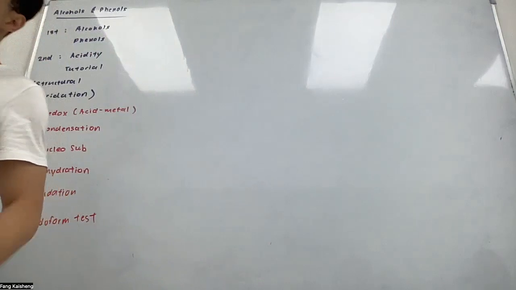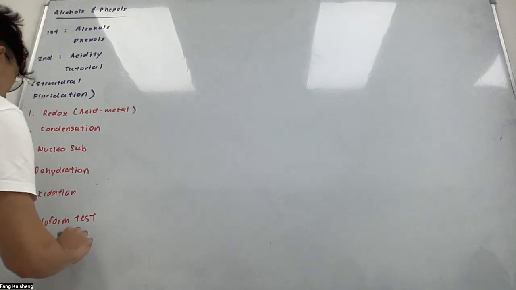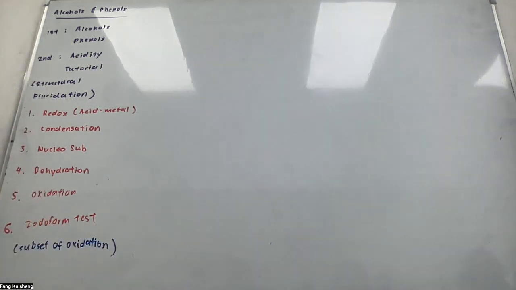Number 5 is oxidation. But for number 6, I need you to write down iodoform test. It's a very important reaction. It's not that it's not covered in the notes. Iodoform test is a subset of oxidation, and because of that, it is technically considered oxidation. But because it's such a novel and new reaction, I will split it into iodoform test itself.